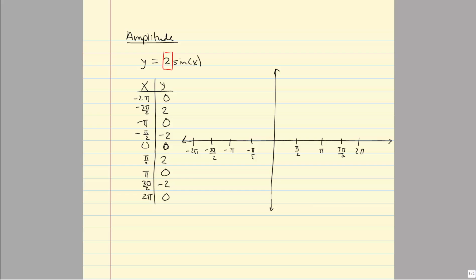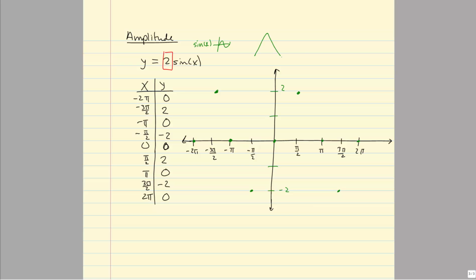Okay, so if we plot these points, at -2 pi I'm at 0. Now I know my sine function, I always kind of draw these up real quick, should look something like that. So here I am at 0, at -3 pi over 2 I'm up here at 2. At negative pi, I'm at 0. At negative pi over 2, I'm at -2. And then at 0, I'm at 0. Pi over 2, I'm at 2. Pi, I'm at 0. 3 pi over 2, I'm at -2. And at 2 pi, I'm back at 0.